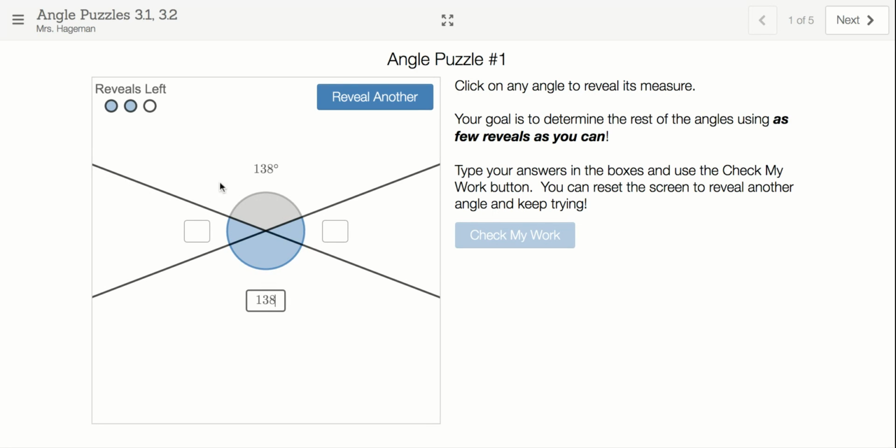So a straight line here makes 180. So 180 minus 138 is 42 degrees. Don't worry about typing in the degree sign, and then make sure you check your work. And if you're stuck and you can't get any of those, you have 3 reveals to help you out.